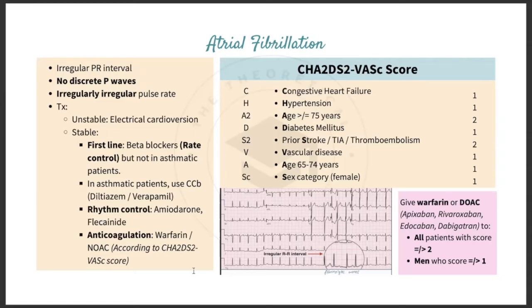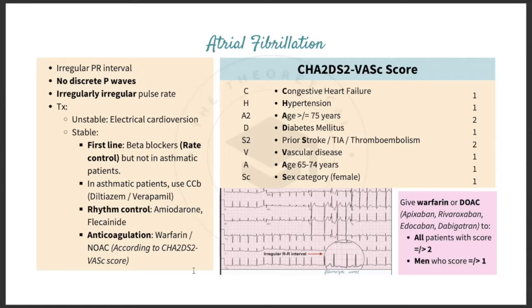Now, to control the rhythm, you can administer amiodarone or flecainide. This is followed by anticoagulation, such as warfarin or NOAC, but that depends on the CHA2DS2-VASc score. An important complication to remember about atrial fibrillation is that patients can develop stroke.